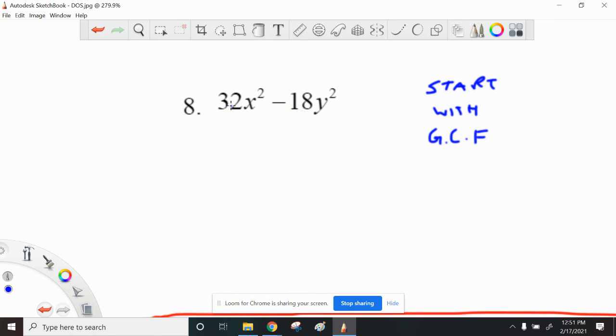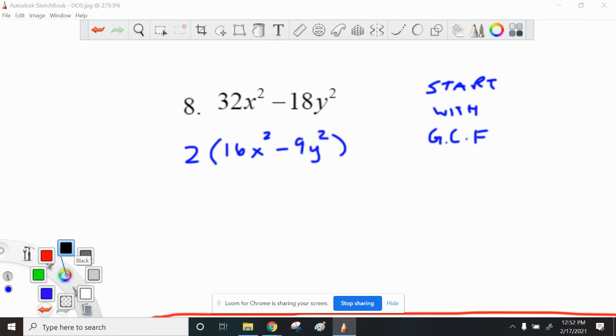Not a 6, only a 2. Right, this is 8 times 4. It's not 6 times anything, really. So, yeah, I'd agree with you. We're going to take out a 2. What do we have left over here? 16x squared, 9y squared. And so now, are we good to go? Perfect square? Yes, yes, yes, yes, yes.